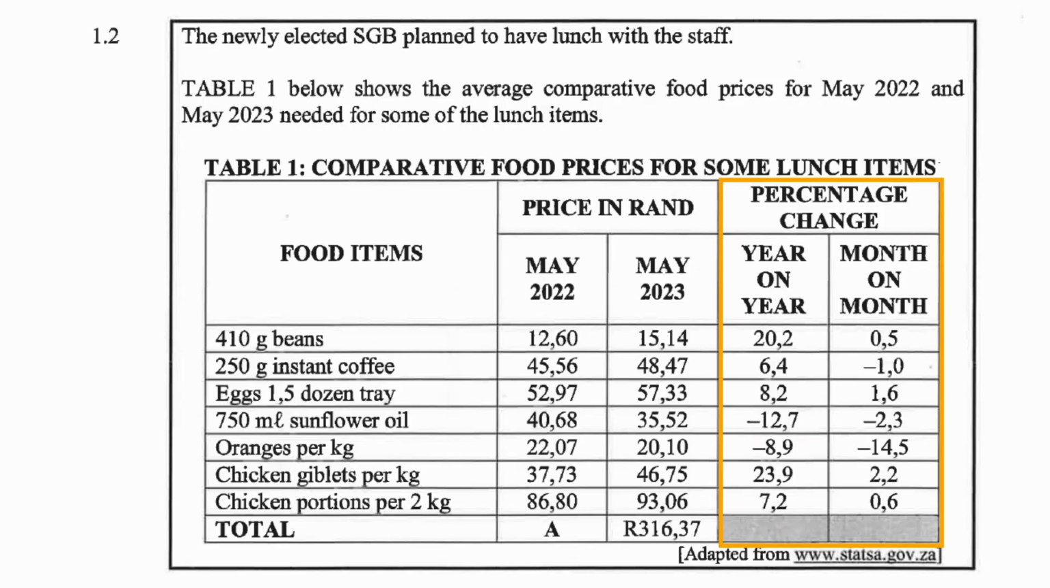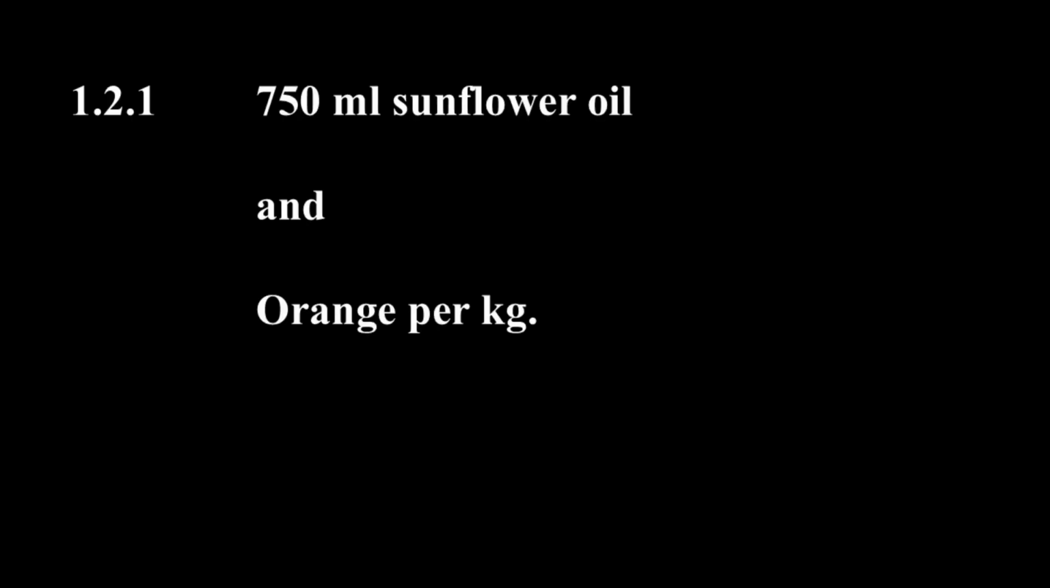Now, the table shows negative and positive values for percentage changes. The positive values indicate an increase in the price of food items, and the negative values indicate a decrease in the price of food items. We can see that there are two food items that decrease in both the month-on-month and year-on-year percentage change. These items are the 750 milliliter sunflower oil and the oranges per kilogram.